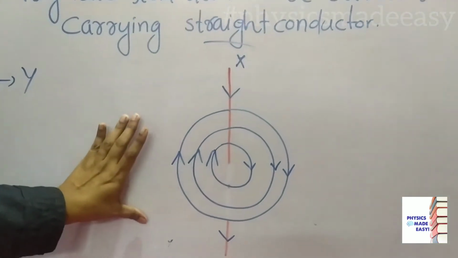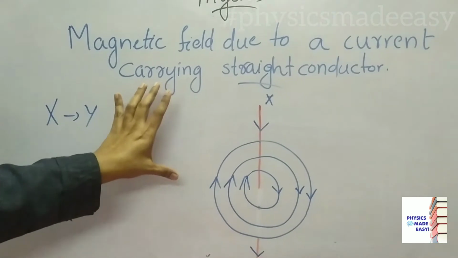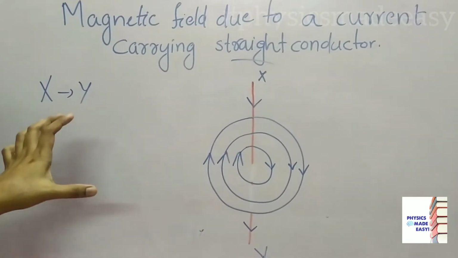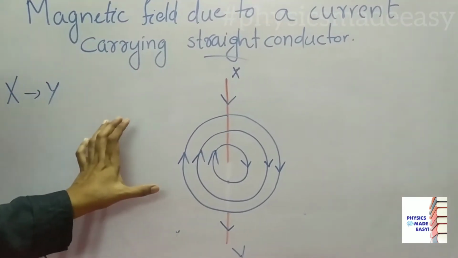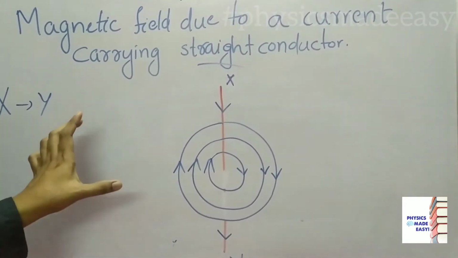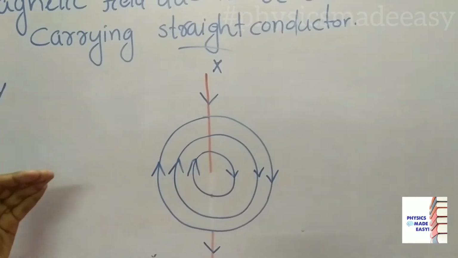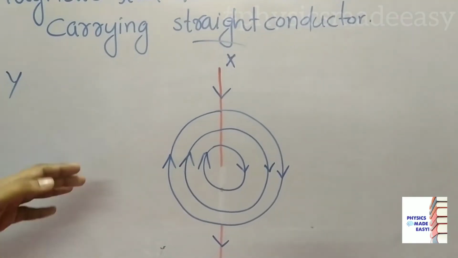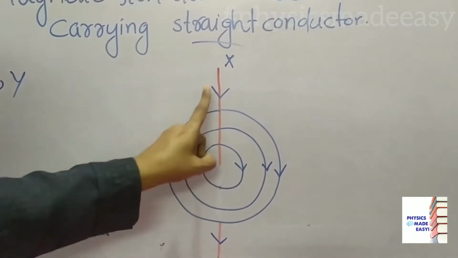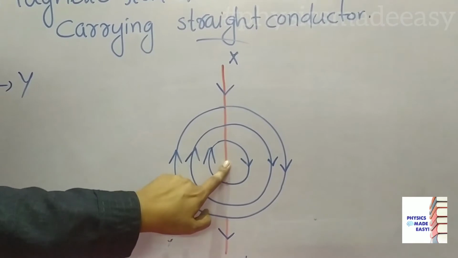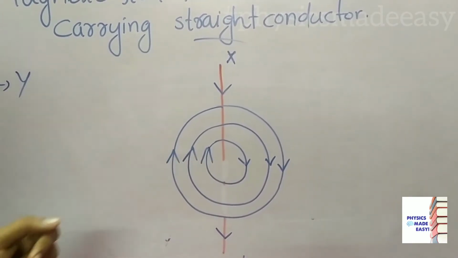Listen children, when current is passing through a straight conductor, a magnetic field will be generated there. We can represent the magnetic field by using magnetic field lines. If we do that experiment, we can get the magnetic field lines. If you use iron filings, you can see some concentric circles, and here this is the center of these circles.